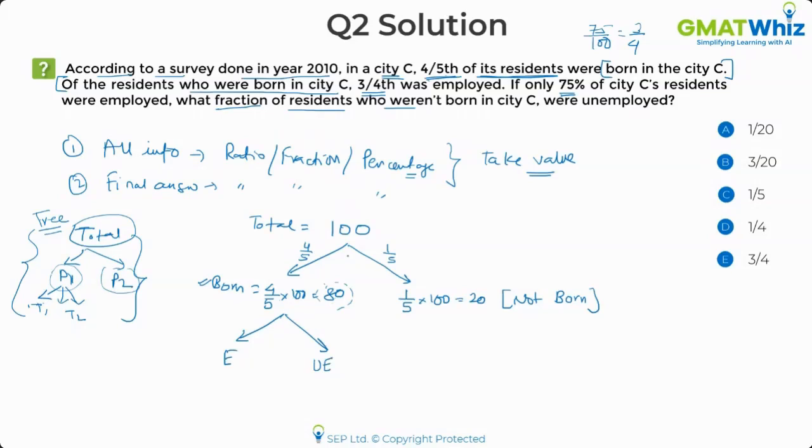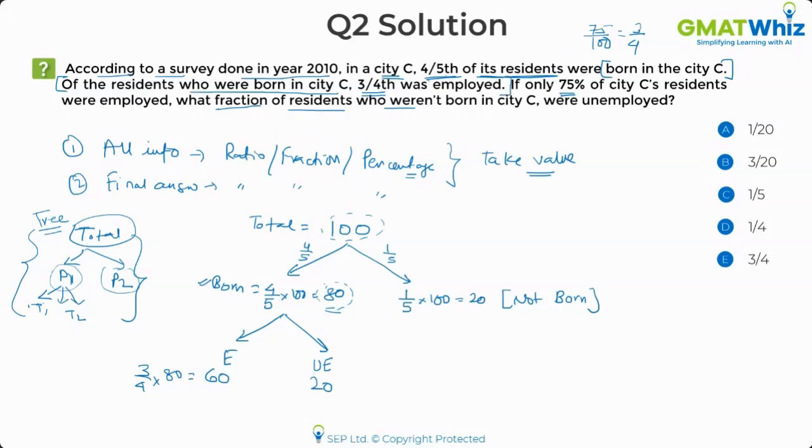And 3/4 of whom. Don't take 3/4 of 100. Please keep in mind, they're talking about the residents who are born in city C. So they're talking about 80. 3/4 of 80 would be 60. They are employed, so the remaining are unemployed. How many are unemployed? They are a total of 80. If 60 are employed, 20 are unemployed. Okay, so this part is done.